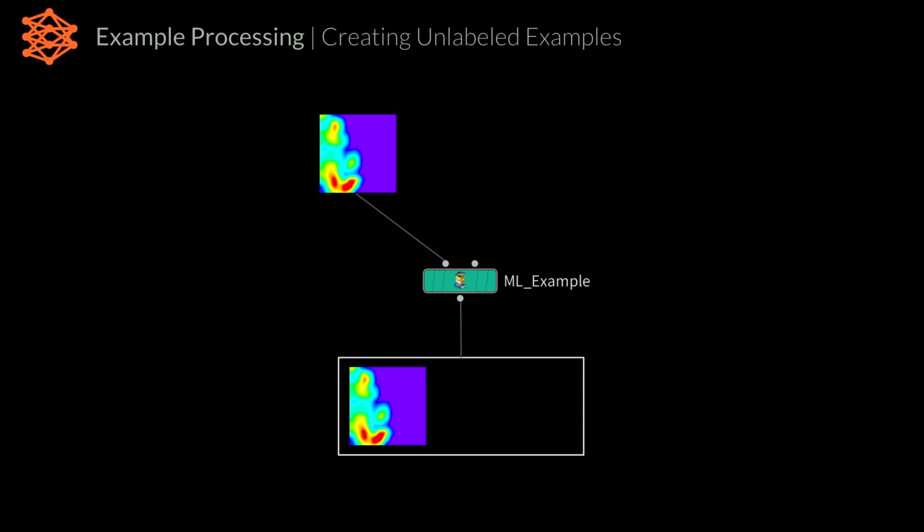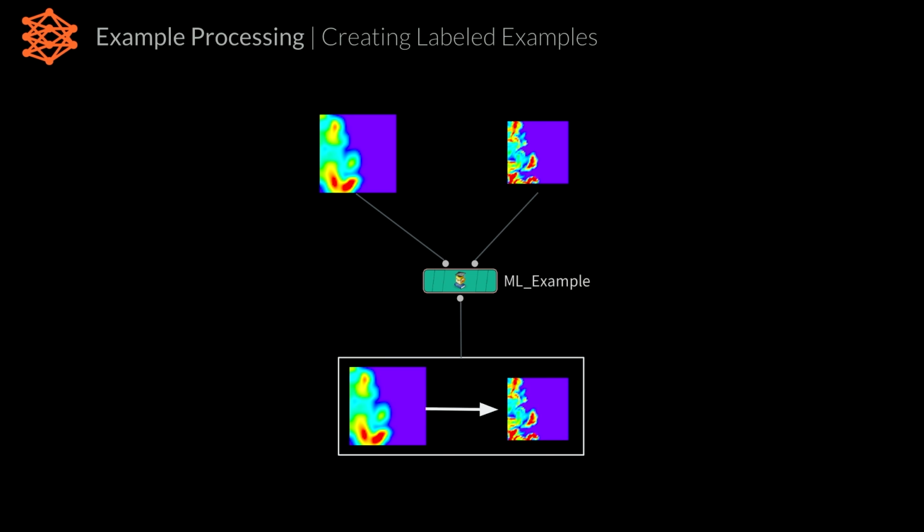So let's go into the example processing side. To create an unlabeled example, so an input without a ground truth, we can use the ML example node. As the first input, we connect the input component, and then we create an unlabeled example, which is shown below. If we want to create a labeled example, we simply connect the second input, and we get a labeled example. Our labeled example is visualized as a box, and there's an arrow from the input to the ground truth.